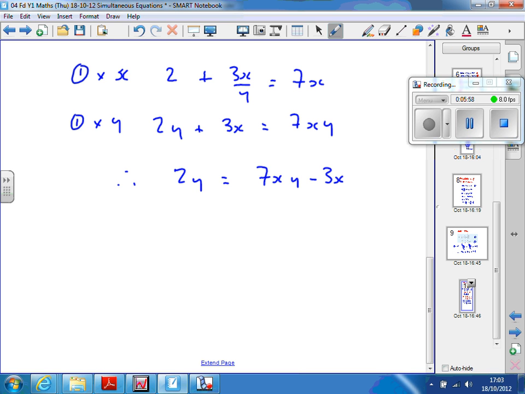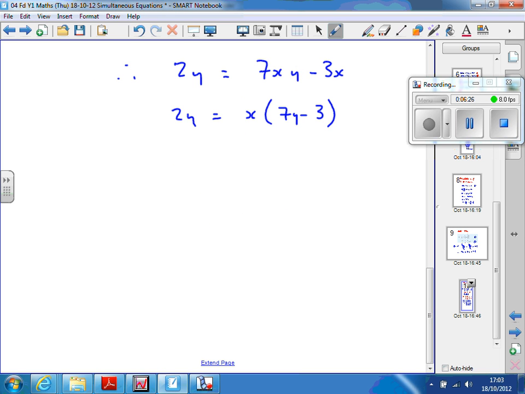Now I use factorising. Because x is common to both, I can take x outside a bracket on the right-hand side. 2y equals x into 7, sorry, 7y minus 3. Then divide by 7y minus 3 to get x on its own, yeah? Divide both sides by 7y minus 3. 2y over 7y minus 3 equals x.